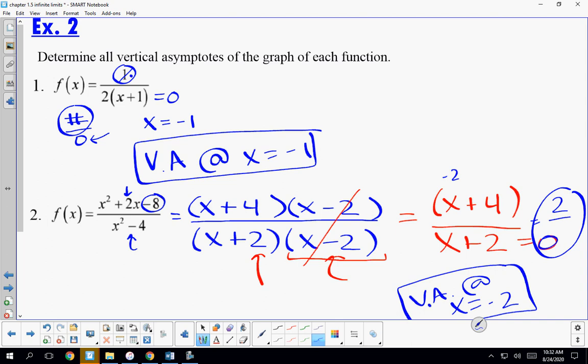Positive 2 doesn't indicate a vertical asymptote because if I plugged in positive 2 here and here, I would get 0 over 0, which is indeterminate.